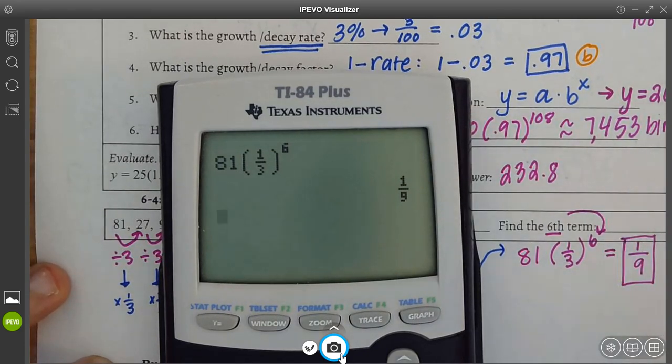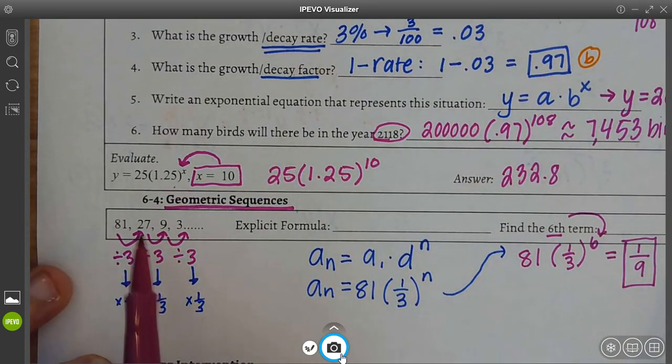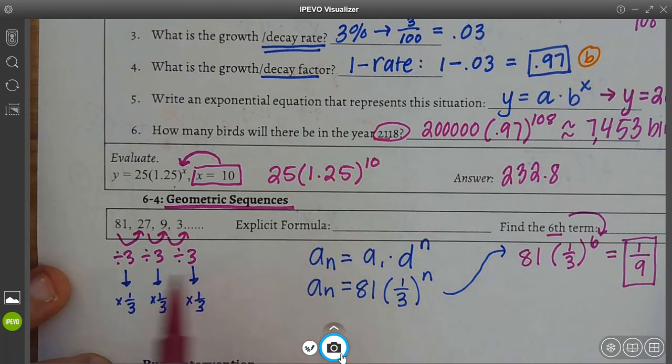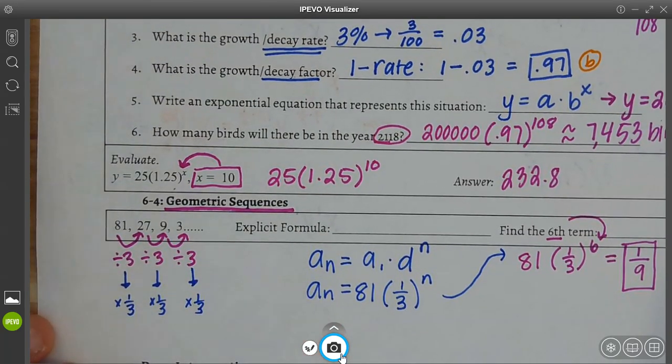And that should make sense, right? Because my numbers were decreasing as I was going along. So my number was getting smaller and smaller each time. That's going to be our last problem for today.